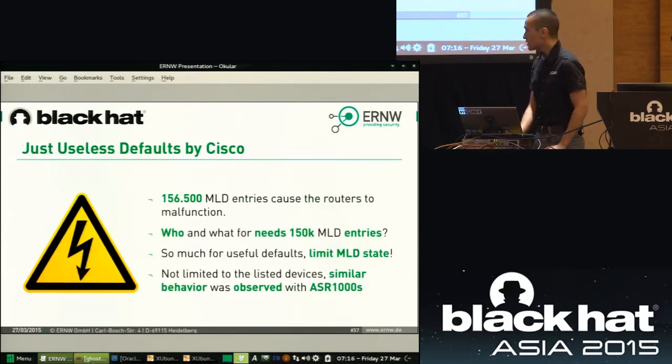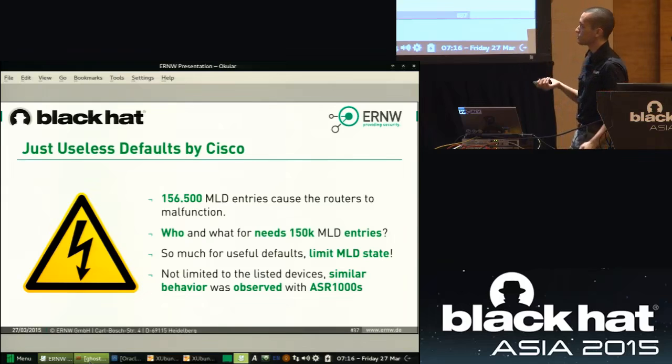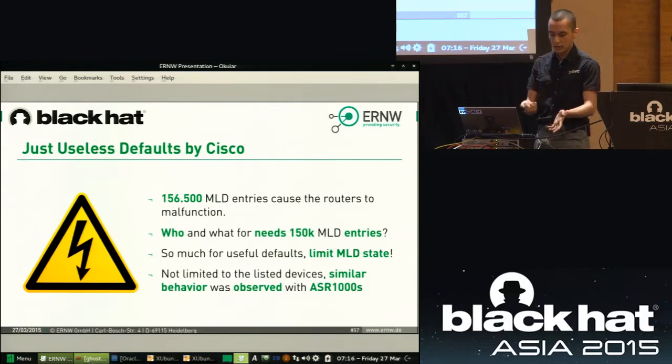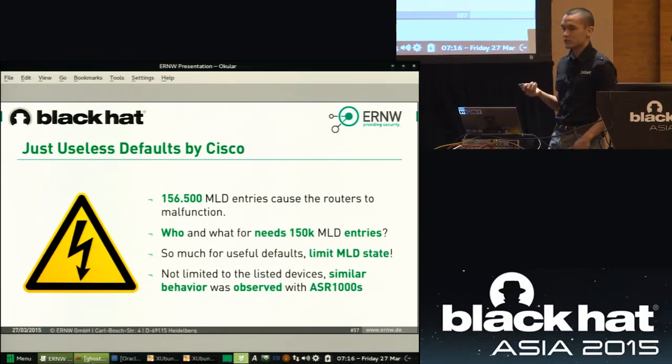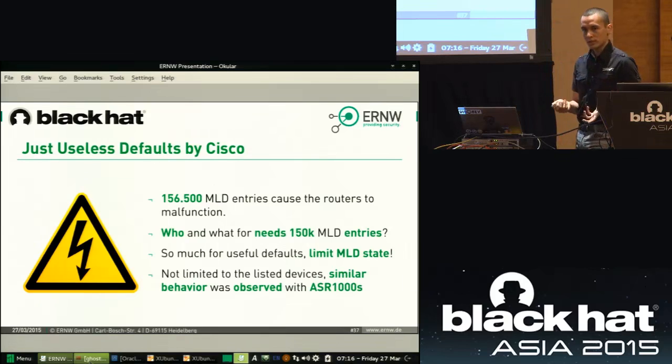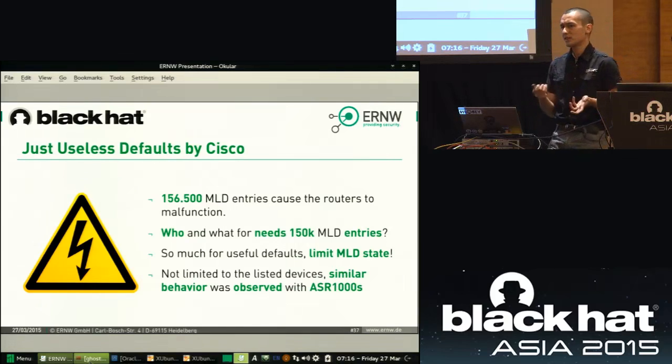So why does that happen? Just useless defaults, in our case by Cisco. Why does the router need to learn 150,000 multicast entries? You are not likely to be using that. And anyway, if you're using multicast applications, you would be using at most 10, 20, 100 multicast groups, not this many.